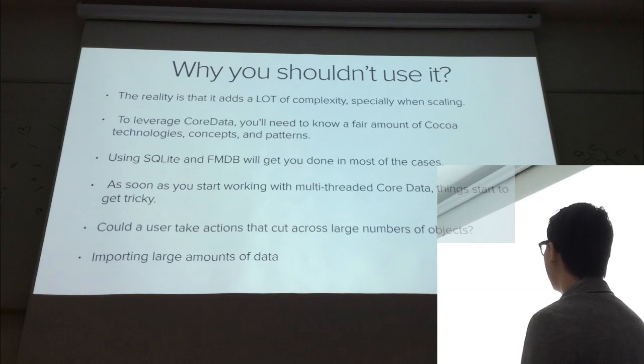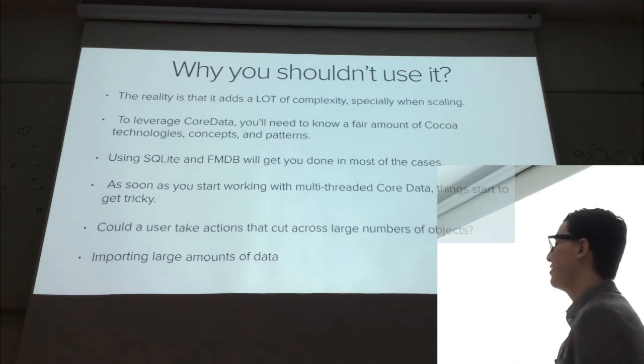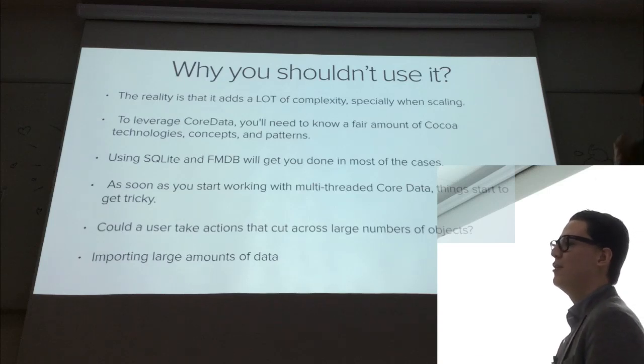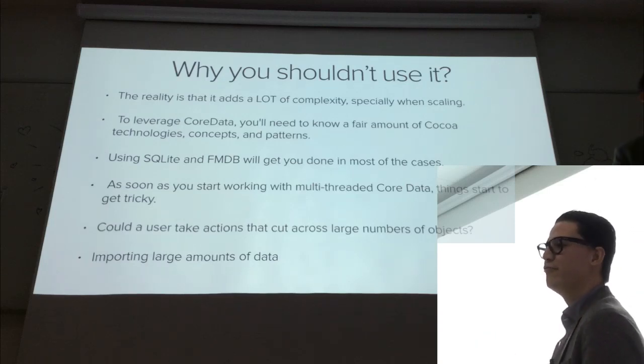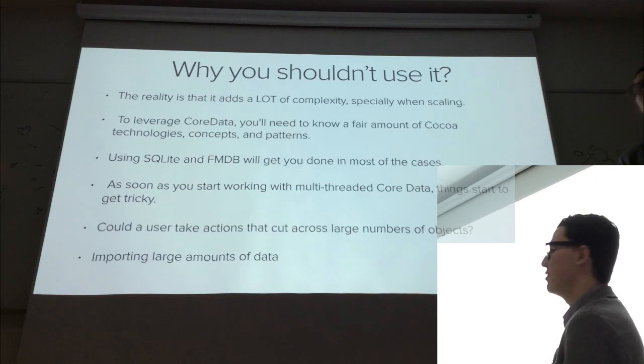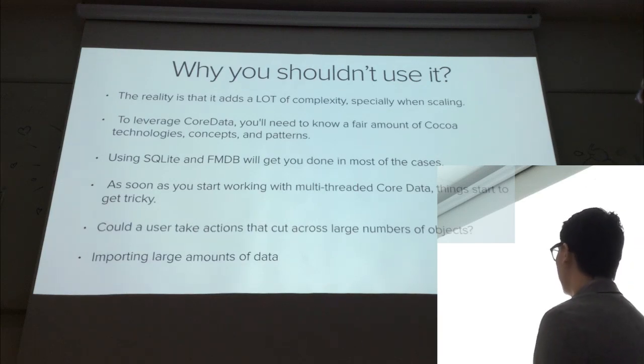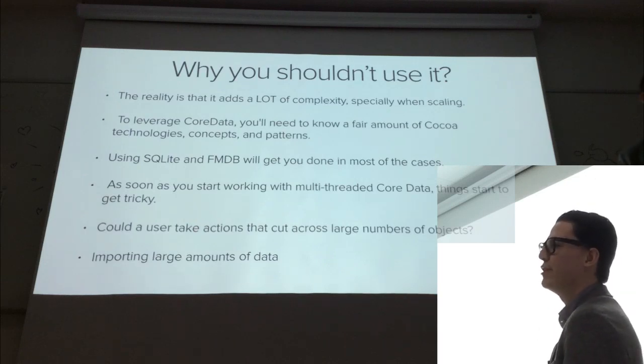Yeah, as soon as you start working with multi-threaded Core Data, things start to get really tricky, especially if you're handling a lot of data. You're not going to block the main thread, and you really need to do stuff on different threads at the same time if you're calculating metrics or things like that. So it gets quite tricky. I mean, you need to read a lot, I'll say.